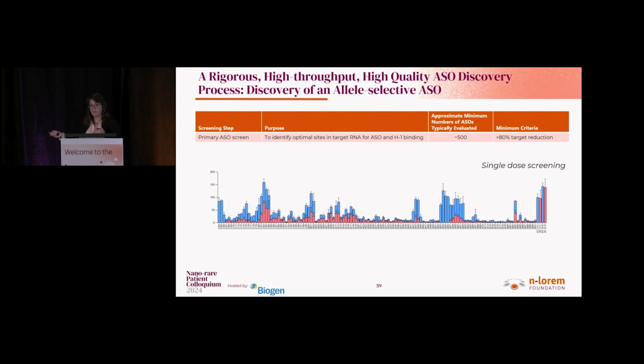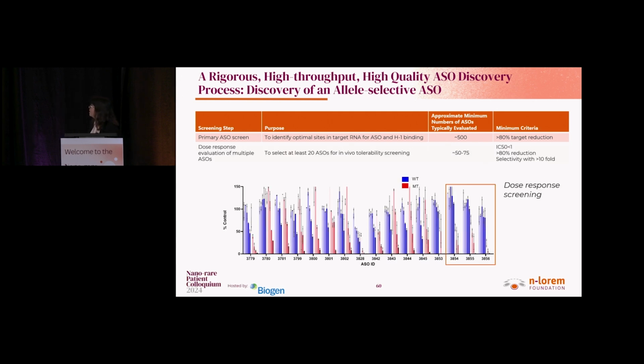Because it's allele selective, you don't want to reduce the normal one. You want to keep it. But you want to reduce the red, which is the pathogenic, the abnormal, the mutant one. And you can already start seeing some spots that are really, really good: blue up, red down. As Dan said yesterday, we have very specific thresholds and very specific minimum criteria. For the primary screen, efficacy is very important. We only go for something that reduces the mRNA target by more than 80%, as you can see there. So you see some ASOs that are super, super promising.